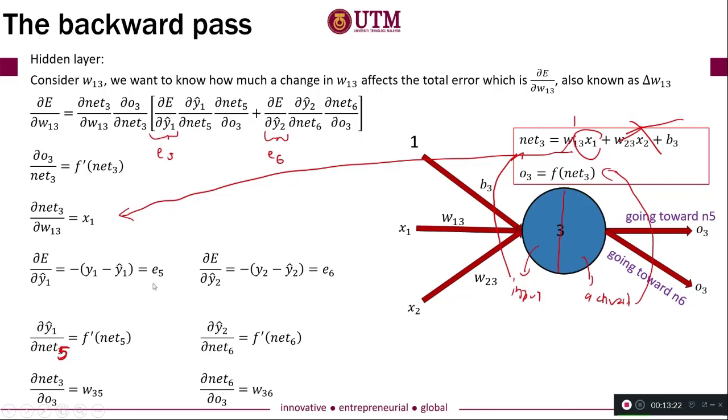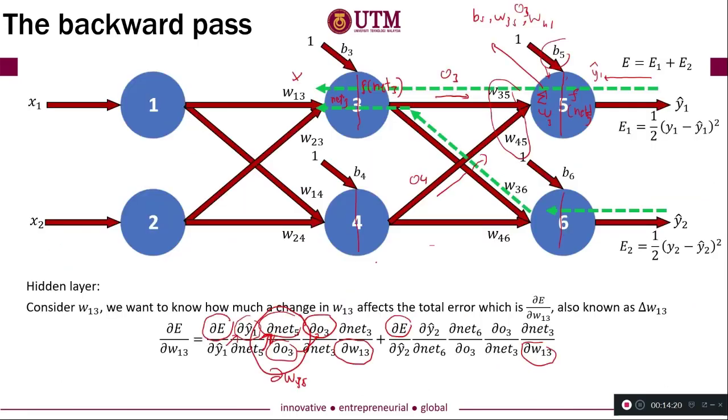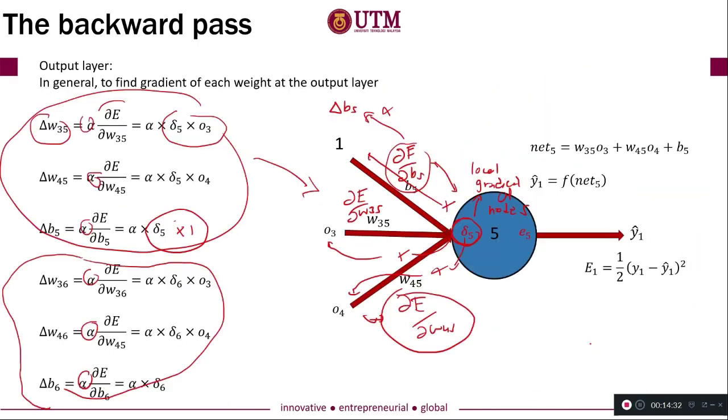And then del net 5 over del O3. Sorry, this is not net 3, it is net 5. If you remember, my net 5 is the input function of neuron 5. It should be W35 times O3 plus W36 times O4, plus bias 5, right? Let me check back. Yeah, this one.